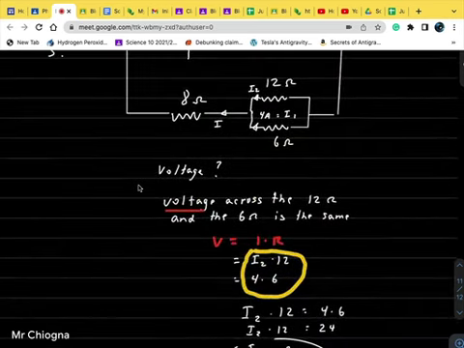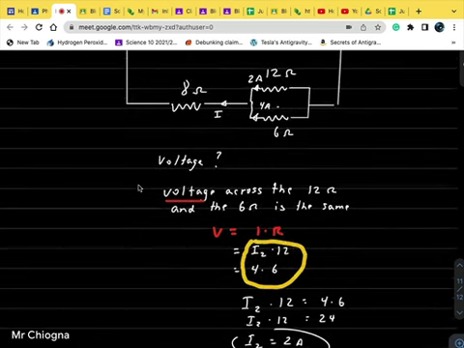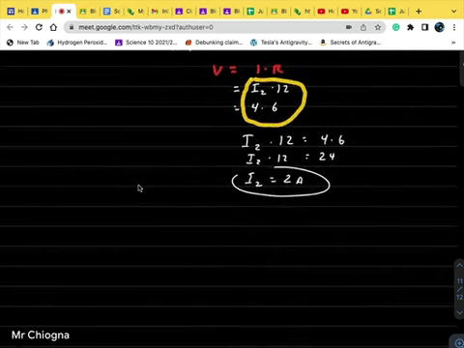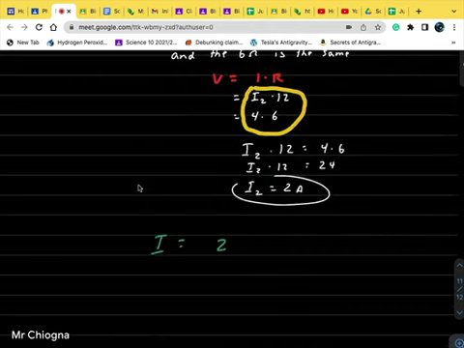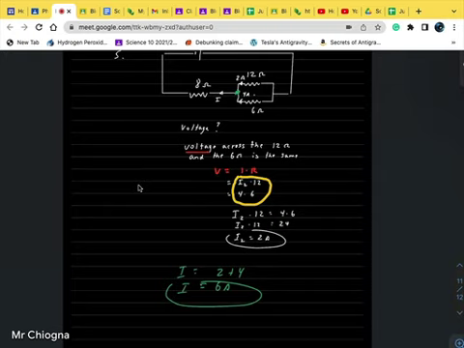Okay, so let's keep it simple. Forget about I1, I2. Let's replace this with 2. We got 2 amps above, 4 amps below. They come together at this junction. What does the junction rule say? Current going into the junction must be equal to the current coming out. So what is I equal to? Yeah, 2 plus 4, or 6.